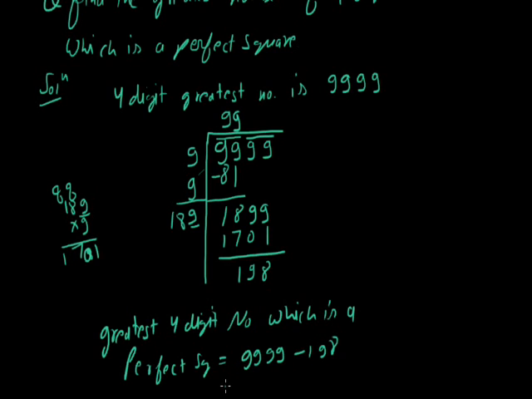198. So it becomes 9801. So it is a 4-digit number which is a perfect square, and it is the square of 99. So in this way we can do the problem. Now we move to the next question.